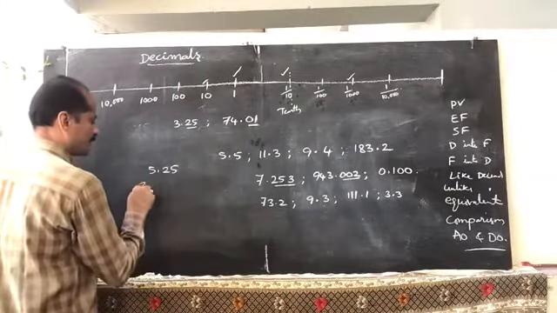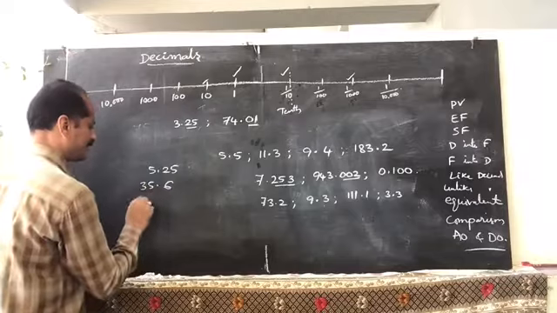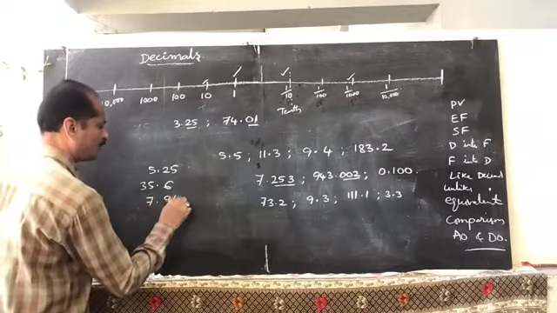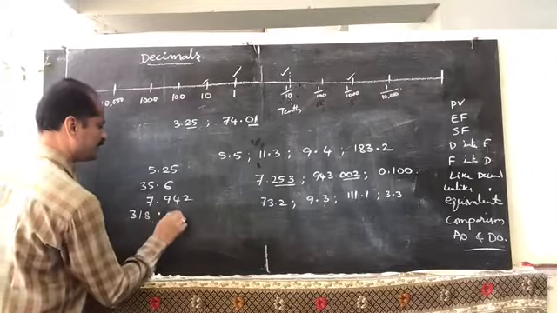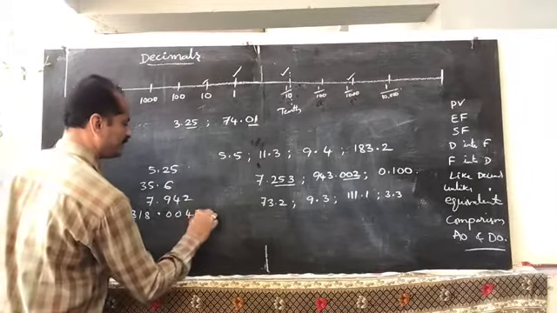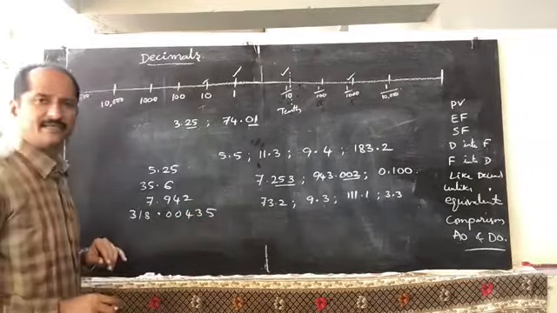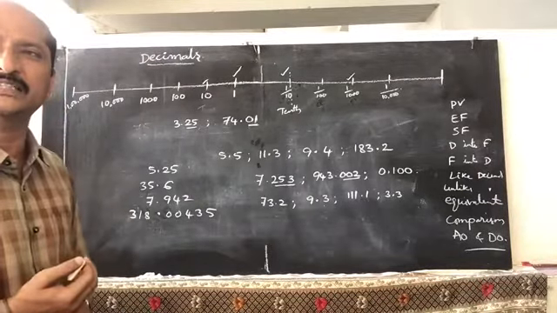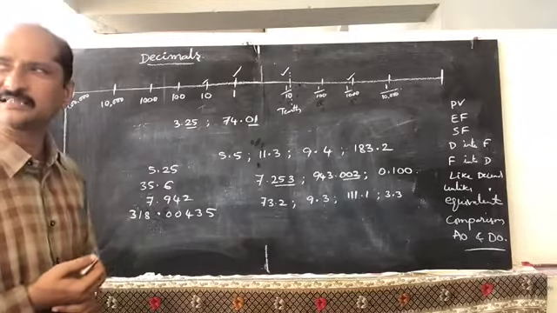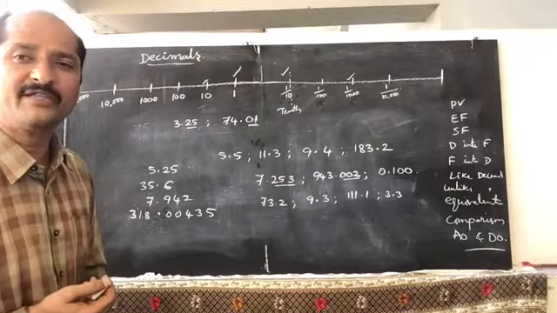5.25, 35.6, 7.942, 318.00435. Observe here these decimals. All these decimals have different number of digits in decimal part.